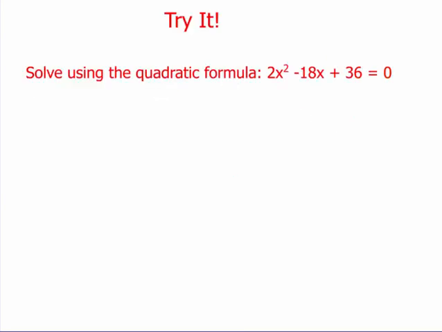All right, so now you've seen how to use the quadratic formula to solve a quadratic equation. So your try it problem for tonight is to solve 2x squared minus 18x plus 36 equals 0 using the quadratic formula.